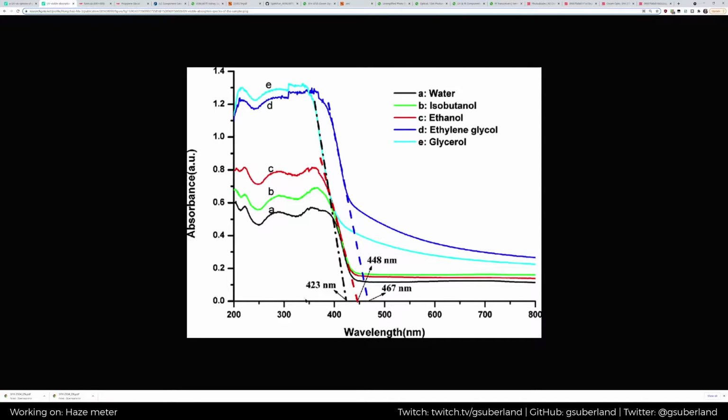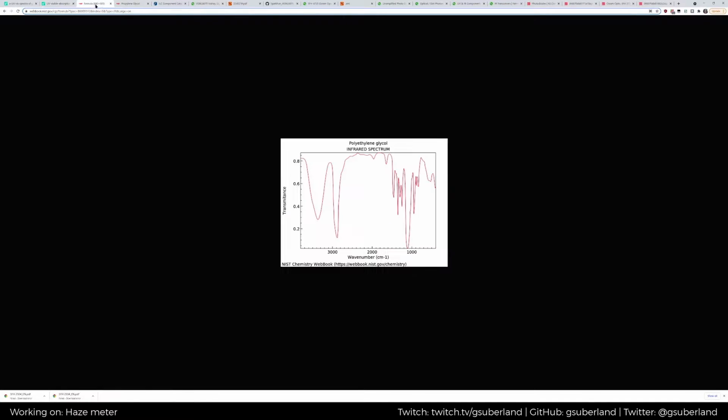So that basically means that if we've got a UVB or UVA source, preferably UVB, then the light that passes through will be more heavily absorbed in this spectrum. Now, looking over towards the IR spectrum, so this is polyethylene glycol, which again, slightly different.